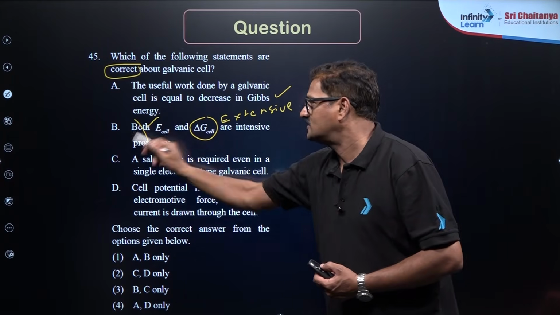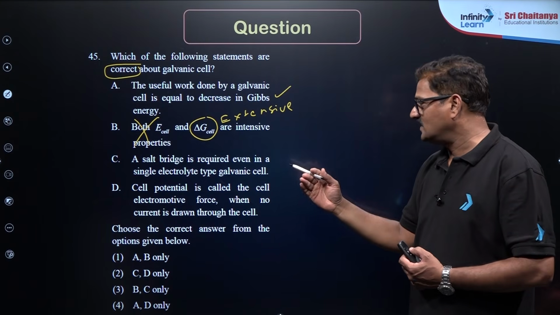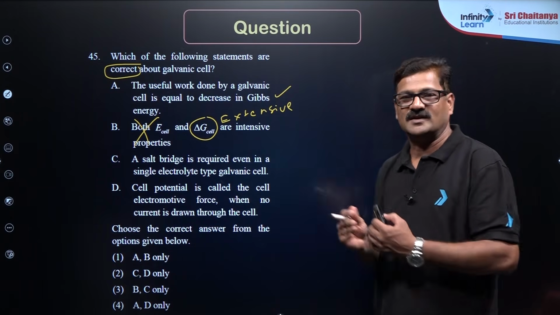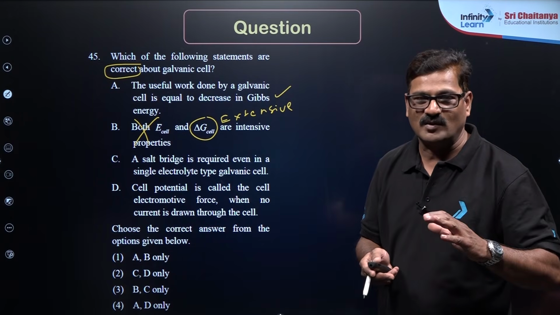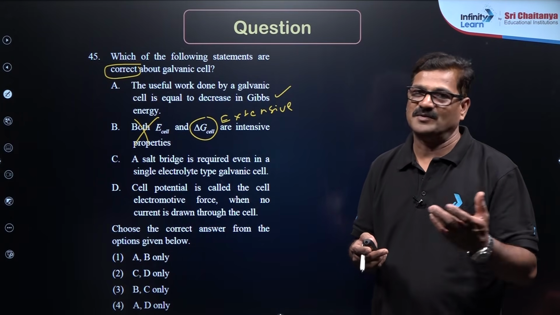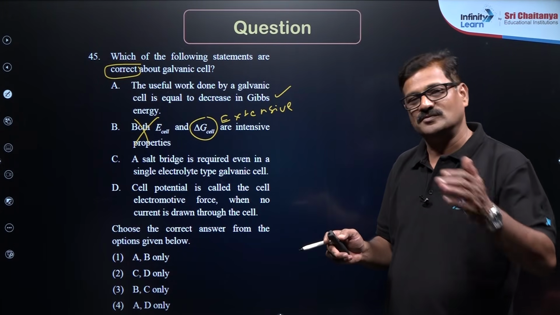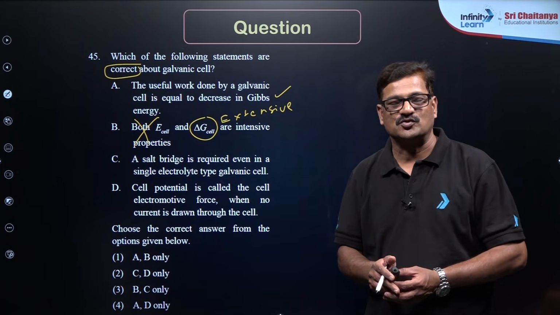Therefore, this is not a correct statement. A salt bridge is required even in a single electrolyte type galvanic cell? Salt bridge is not required? If it is a single electrolyte type, you have to physically separate it. So there should be different electrolytes.